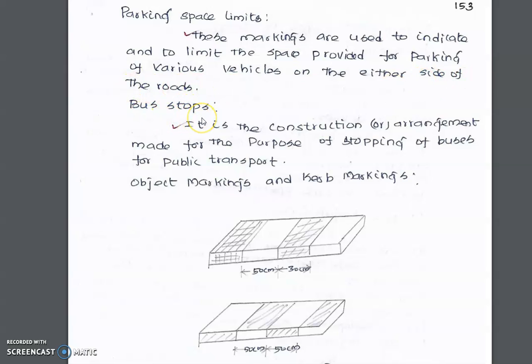So the bus stop we have to indicate in a clear manner, because an unfamiliar person who crosses into a new location needs a proper message for the bus stop also. It is the construction or arrangement made for the purpose of stopping of buses for public transport. Then object marking and curb marking.